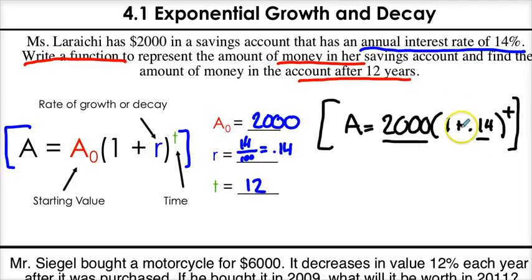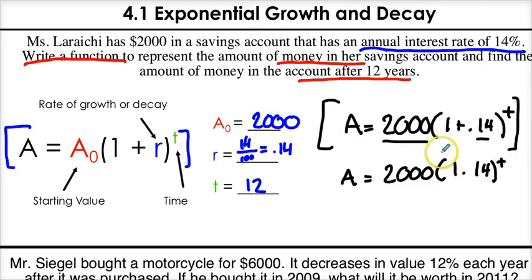Now we're going to simplify this a bit. We can rewrite this as A equals 2,000 times 1.14 to the T, since 1 plus 0.14 is 1.14. So what I did was just simplify. And I want to be clear about something. On the Regents, it might come in this form. It might even appear in this form. It could go either way, but we're just simplifying now. Now, that is the formula. This answers the first question, though. We're going to write a function to represent the amount of money that she has in her bank account. This function can tell us how much money she has for any given time period.